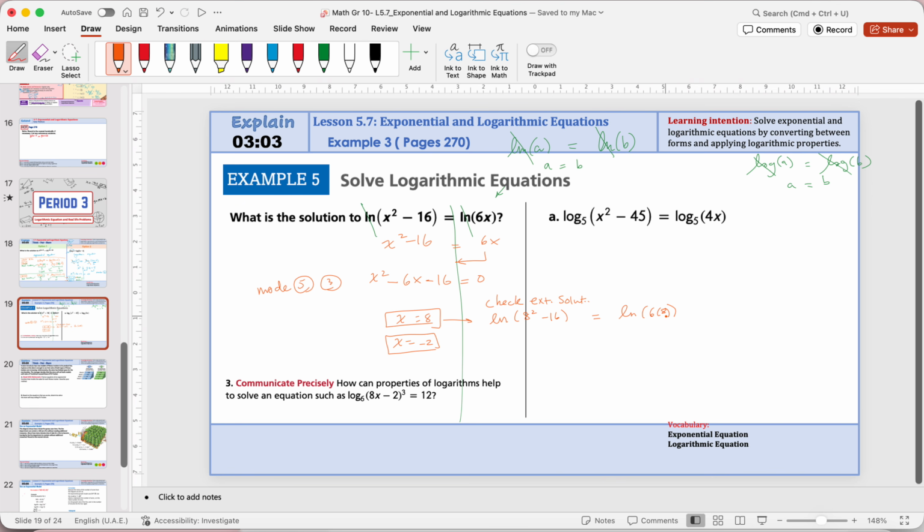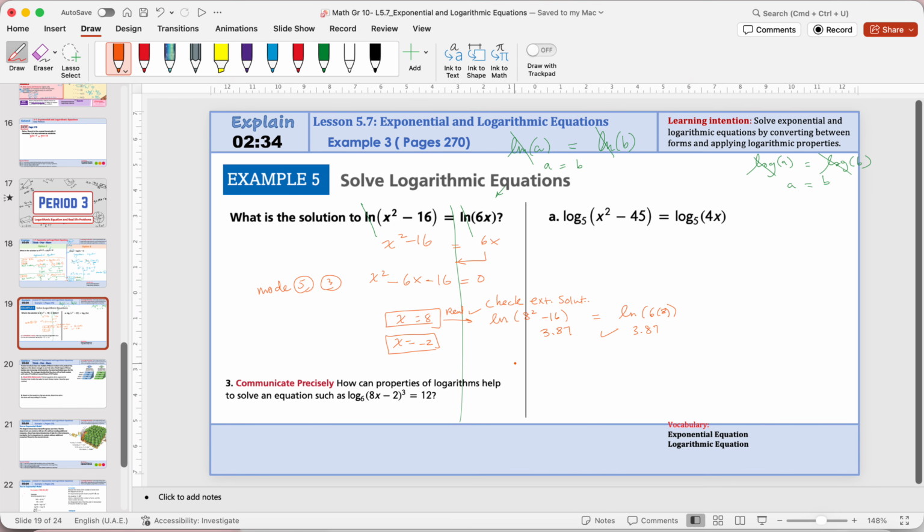So you're going to go like len 8 squared minus 16, and see what's the answer. It's 3.87. And the other one, check the same case. Len 6 times 8, which is also the same answer, 3.87. Since I got the same answer, then it's a real normal solution, no problem.